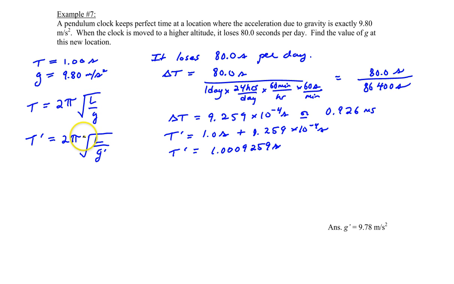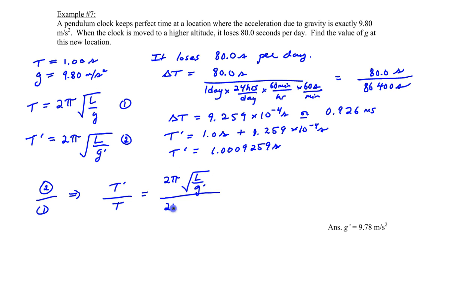So now if we do a ratio of these two equations, if we take equation 2 and divide it by equation 1, we're going to get T prime over T is equal to 2 pi square root L over g prime divided by 2 pi square root L over g, which will basically come out to be square root of g divided by g prime. So therefore, we could solve for g prime now. The new acceleration due to gravity will be the original acceleration due to gravity of 9.8 times the period it was originally at, divided by the new period, and all of that squared.